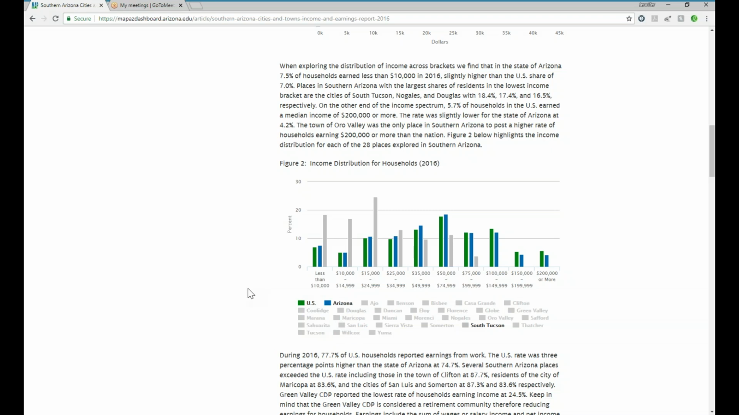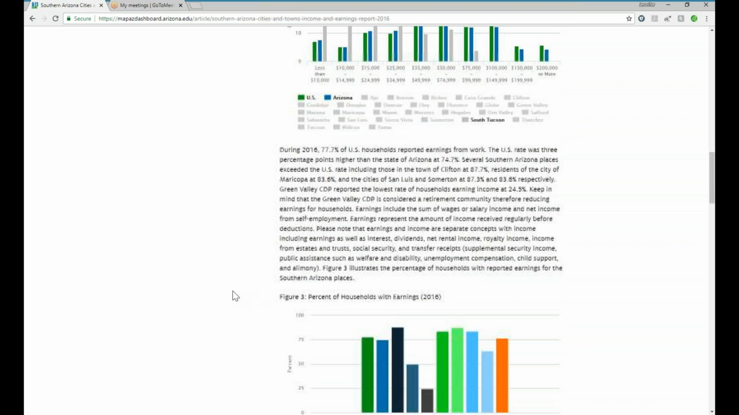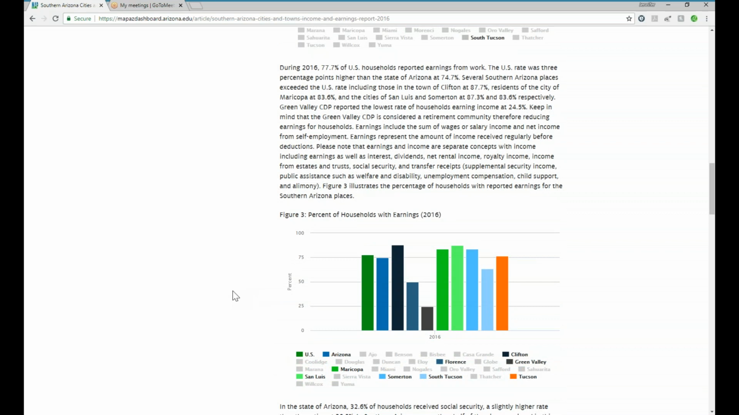And if you ever have questions or need insight about a particular community, you can send us an email through Ask a Researcher. So today I'm just going to point out some of the key highlights that we see for some of the communities within Southern Arizona. So we'll scroll down and talk about earnings now.